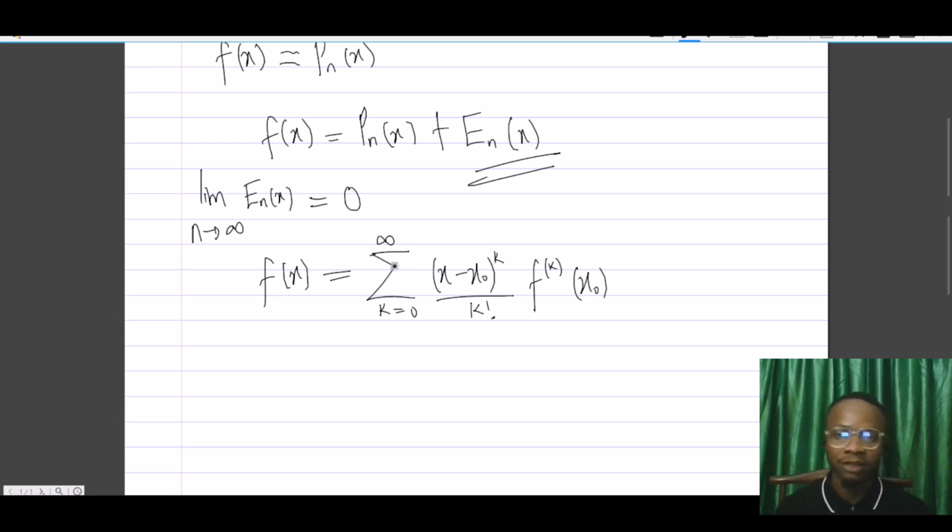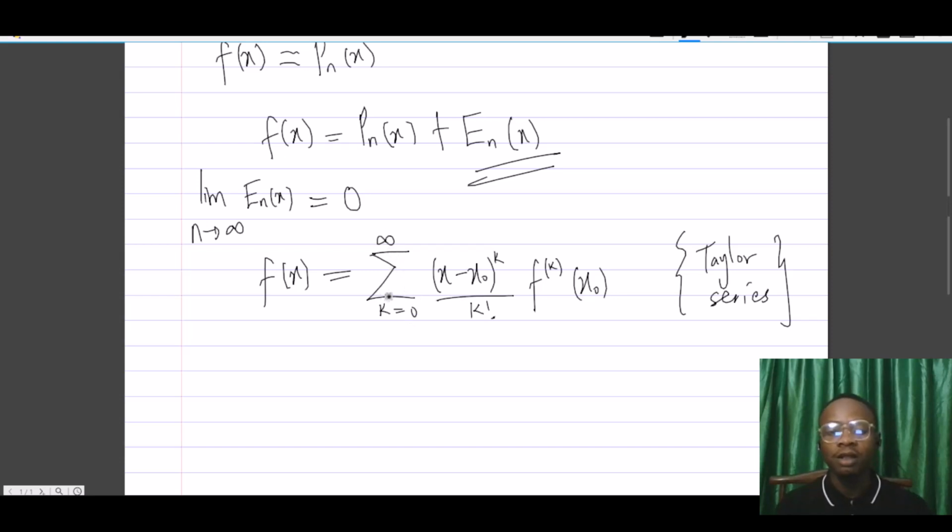It is defined by some expression or number that changes for different terms. For the first term, our k will be 0. For the next term, our k will be 1. For the next, k will be 2, and that continues like that. So we call this the Taylor series expansion of the function f of x. The difference between the Taylor series expansion and the Taylor polynomial expansion is that the Taylor series goes to infinity, while the Taylor polynomial stops at some natural number n.